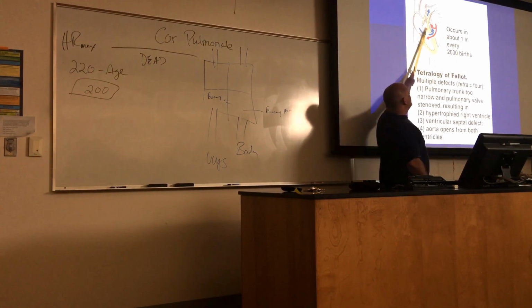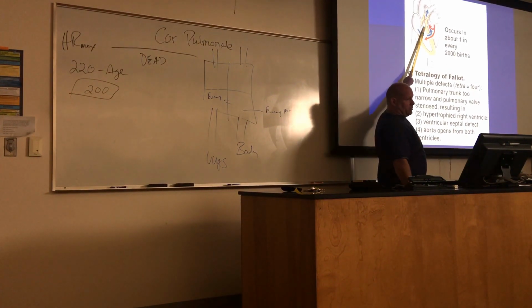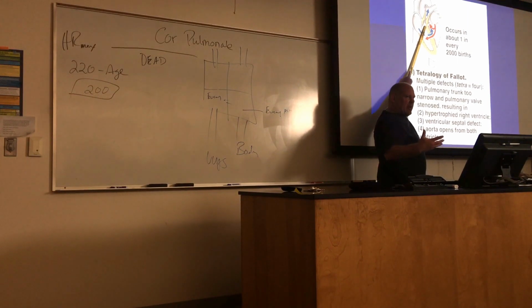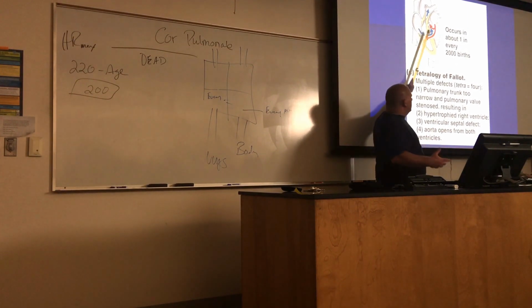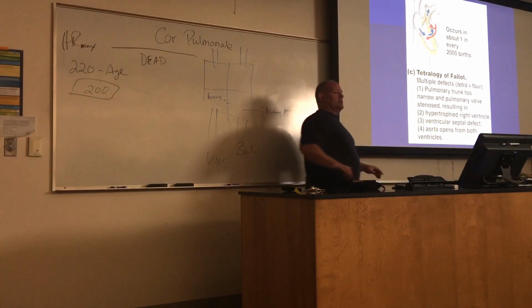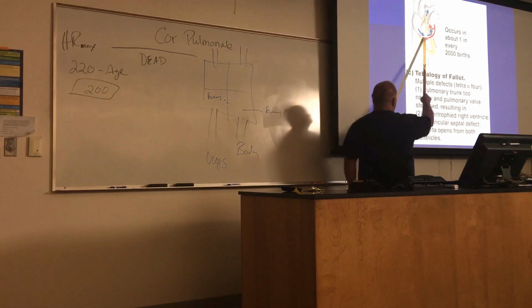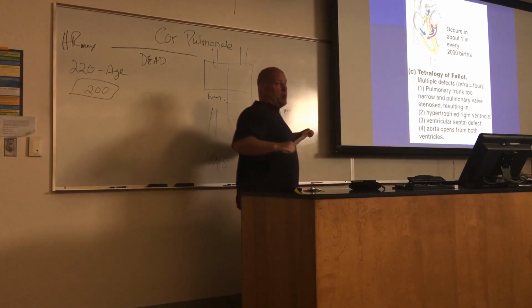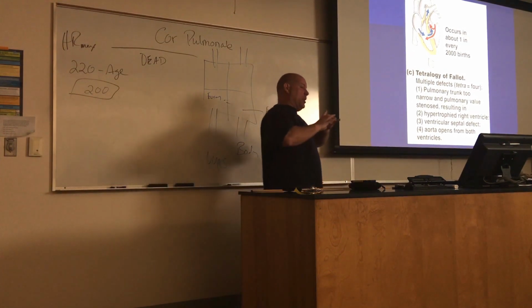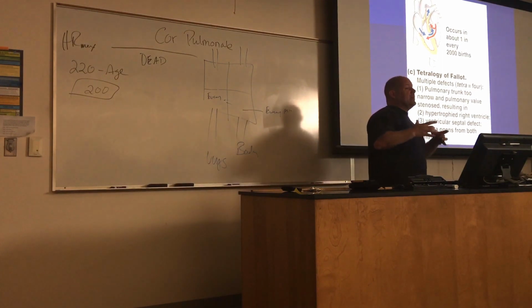Why? Because it's had to pump against that. That's an increased work. It's a resistance. Remember we talked about afterload? This would increase the afterload, not decrease it. We have that VSD, so the ventricular septal defect, right here. And then probably the most strangest thing of them, the aorta, which normally comes off the left ventricle, comes off of both.